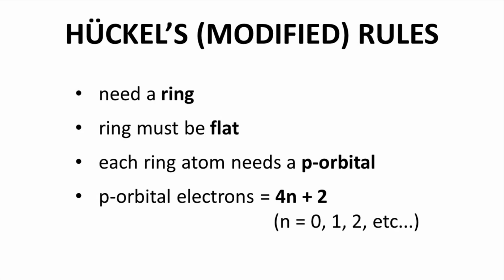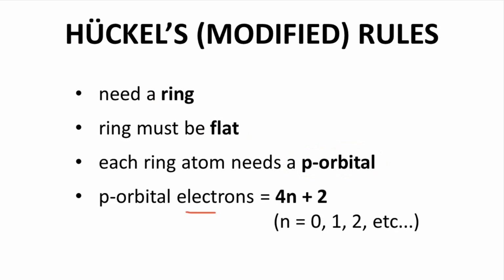Determining aromaticity of a molecule involves Huckel's rules. On the screen is my version of Huckel's rules. First, the molecule needs to have a ring. Second, that ring needs to be flat. We'll come back to this one. Third, each atom in the ring needs to have a p orbital. We'll come back to this one too.